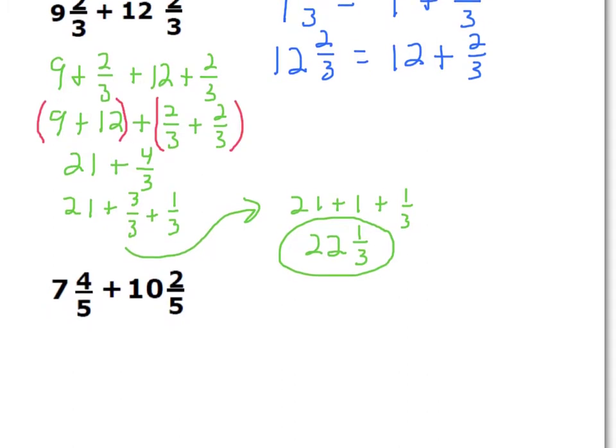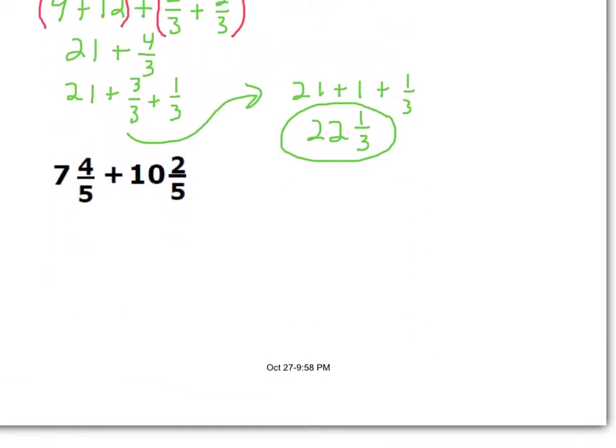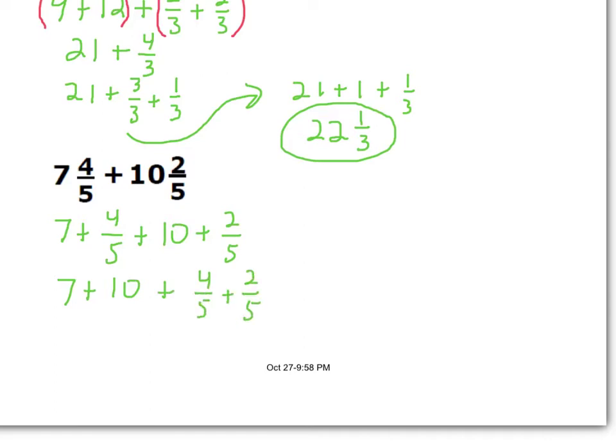Now I'm going to move up here and work on this next example, which would be 7 4/5 + 10 2/5. Once again, I'm going to think of that as 7 + 4/5 + 10 + 2/5. And I'll reorder, regroup, putting the whole numbers together and the fractions together.